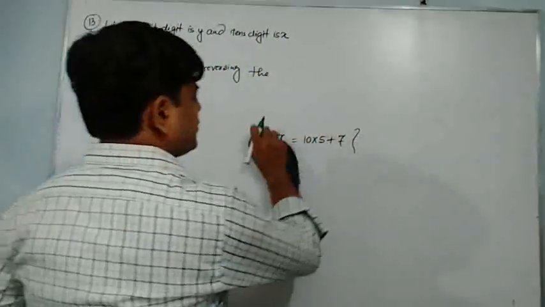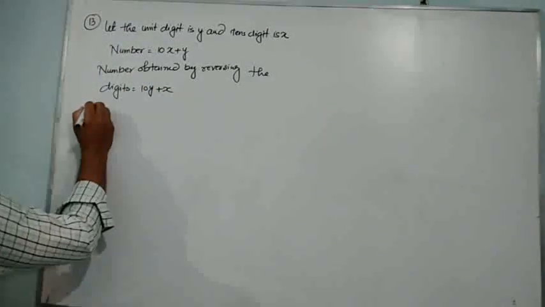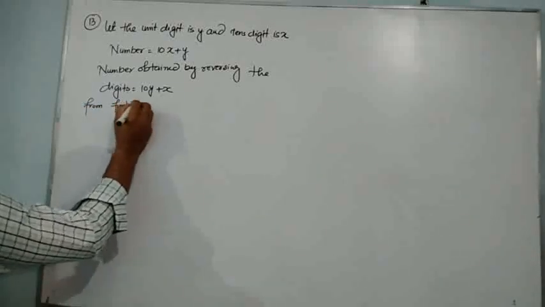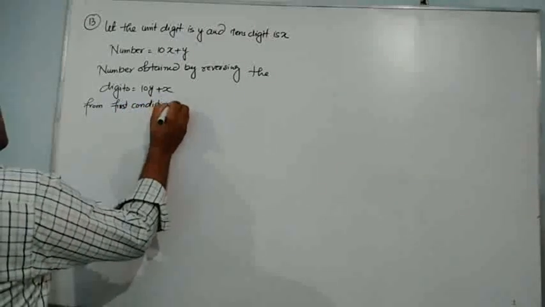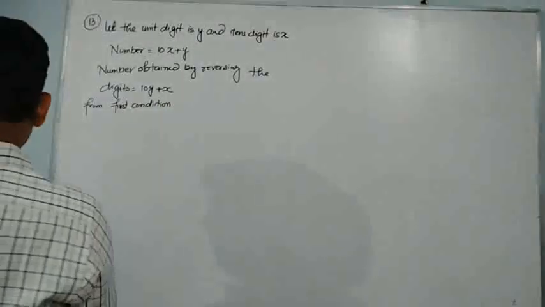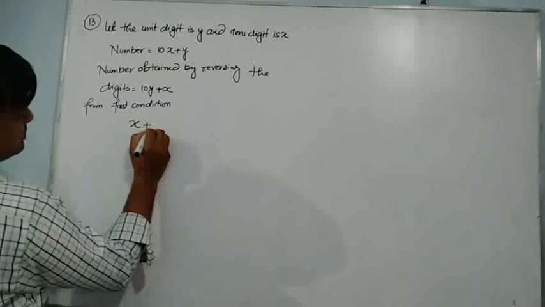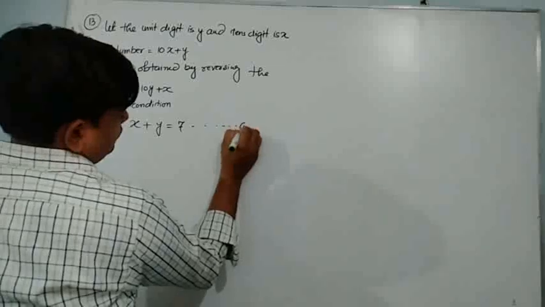Now, what has been given? From the first condition, what has been given? The sum of the digits is equal to 7. It means x plus y is equal to 7. This is equation number 1.